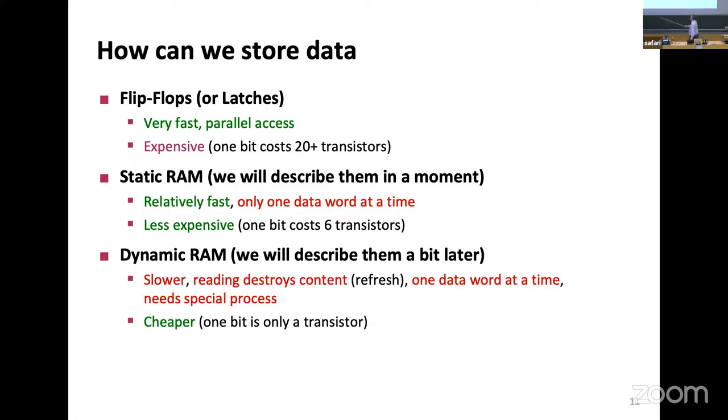So the second thing is, we are not happy with how much area we are using, and every transistor will require some physical area. Those are, you know, those gates, transistors, drain, sources, whatever, physical presences on the chip. And we say, we want it cheaper. Can I use only one transistor per data bit that I store? And we say, yeah, sure. Let's introduce you to dynamic RAM. We will briefly talk about it.